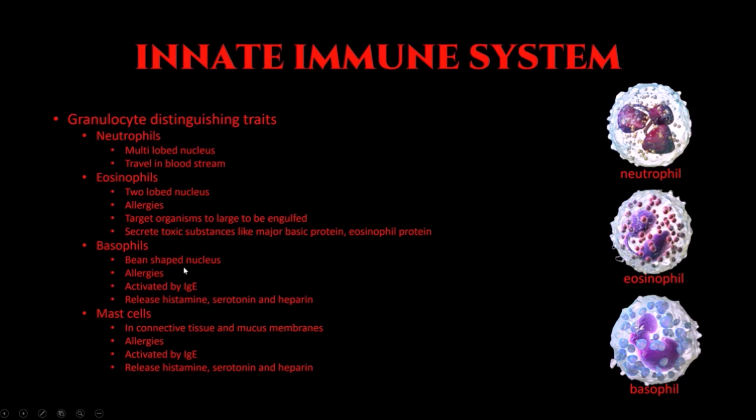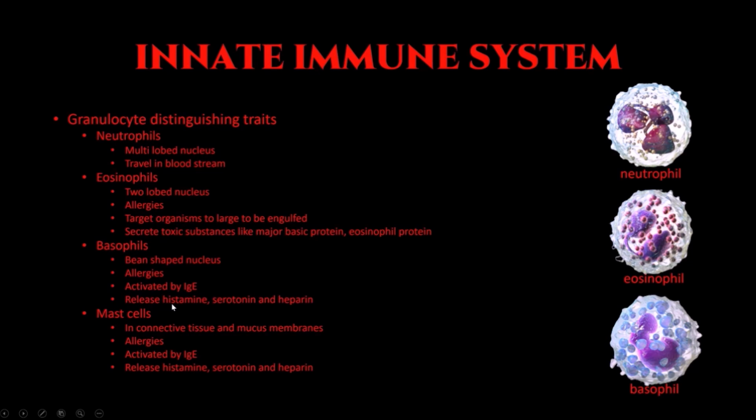Basophils and mast cells are cells that are both generally involved in allergies and the inflammation that comes along with allergies. And they're activated by immunoglobulin E, which we will talk about later. Once they are activated by immunoglobulin E, because of some allergen that's entered the body, they release histamine and serotonin, which will cause vasodilation and a warming of the tissues. And also heparin, which is an anticoagulant.